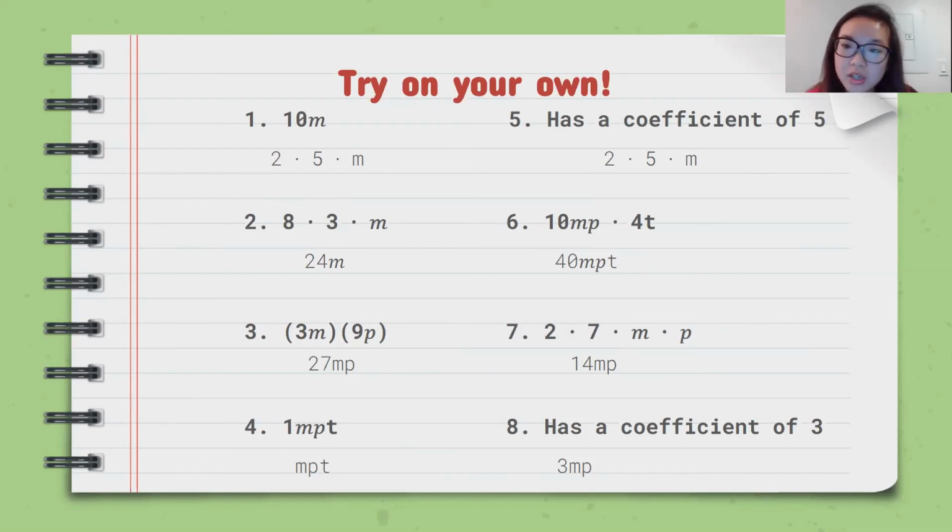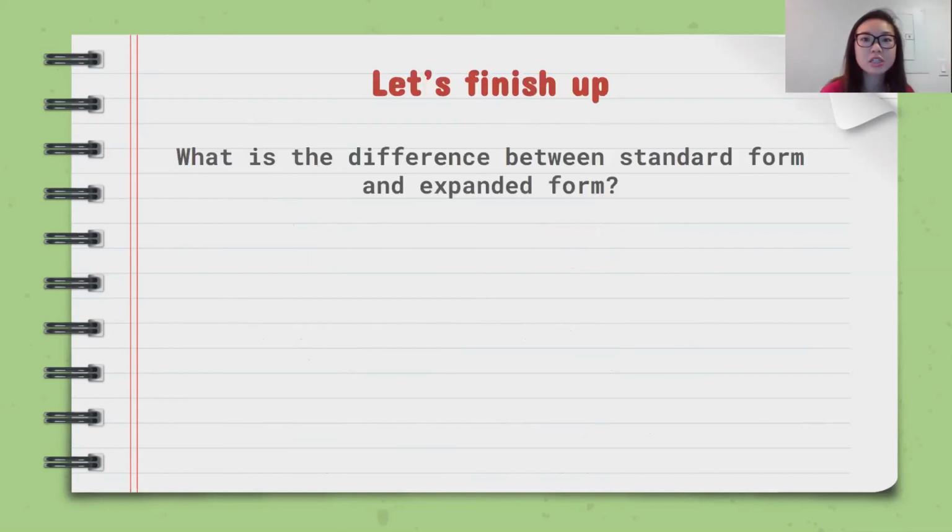And then 8 has a coefficient of 3, so then you can use any numbers you want for this. And number 5, forgot to mention that, you could put anything you wanted into those, but you have to have the 5 in it for number 5, and then for number 8, you had to have the 3. So for 3, we used 3 times m times p, and then for 5, we expanded it out and did 2 times 5 times m. So those are your try-on answers.